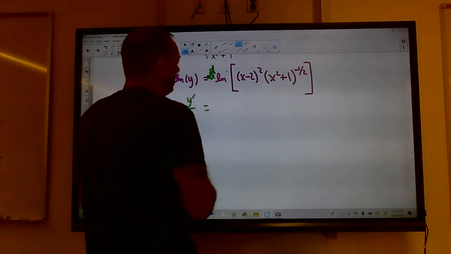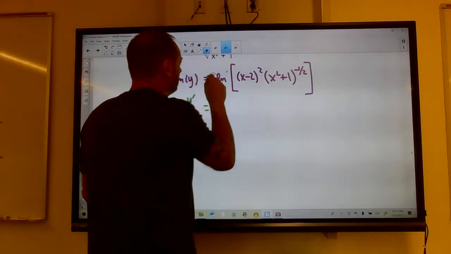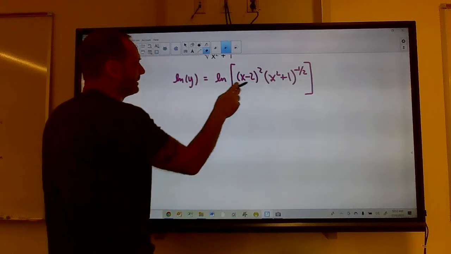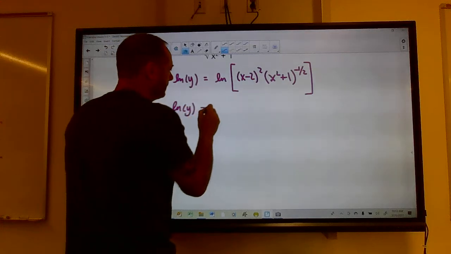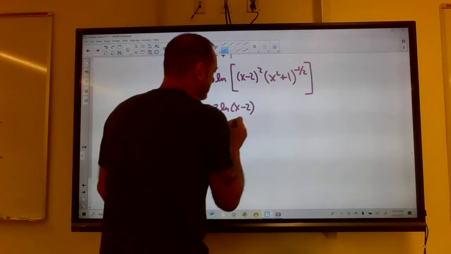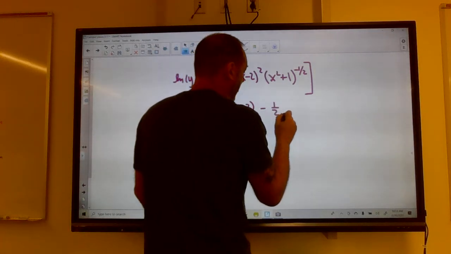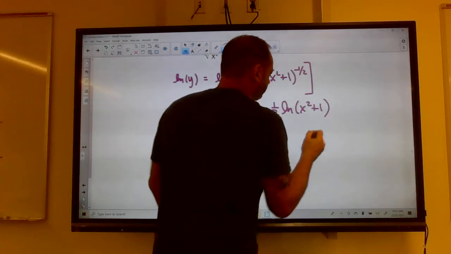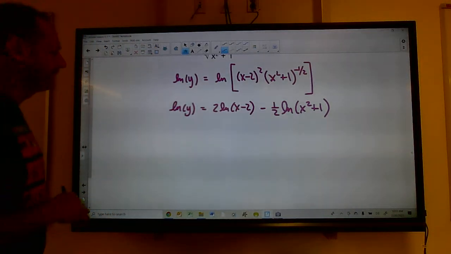Okay, this over here, you know what I should do first though, before I do this? Let's break this thing up. So this is natural log of y is equal to 2 natural log of x minus 2 minus 1/2 the natural log of x squared plus 1. By doing that, that's going to make it easier to differentiate.